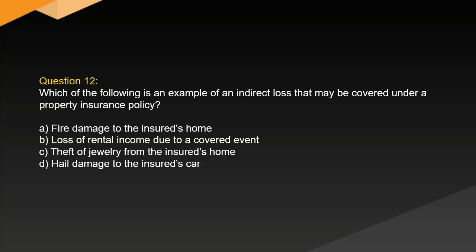Question 12. Which of the following is an example of an indirect loss that may be covered under a property insurance policy? A. Fire damage to the insured's home. B. Loss of rental income due to a covered event. C. Theft of jewelry from the insured's home. D. Hail damage to the insured's car.